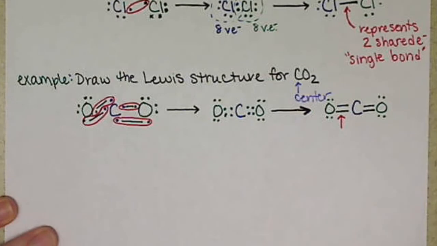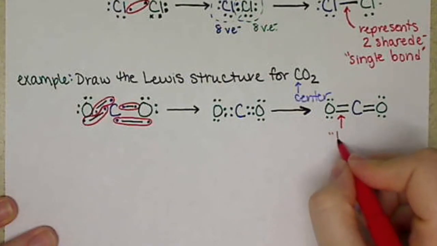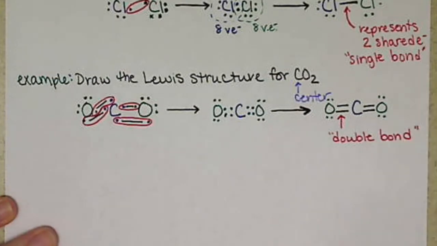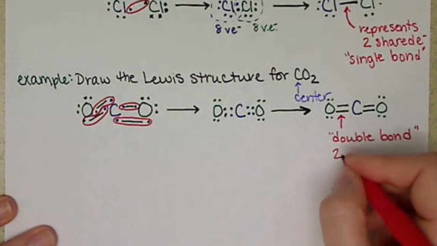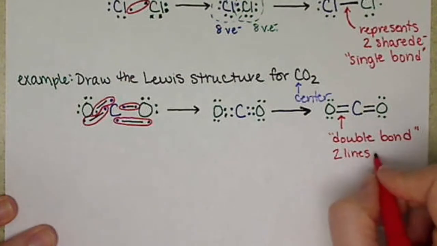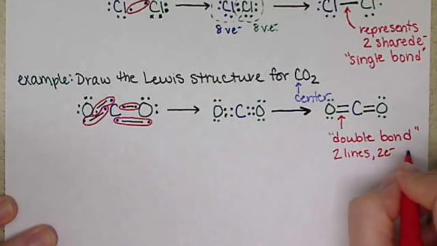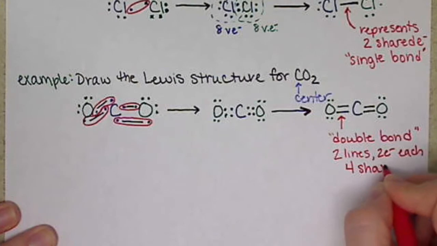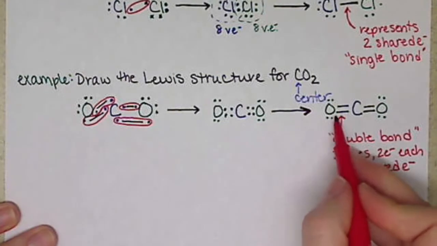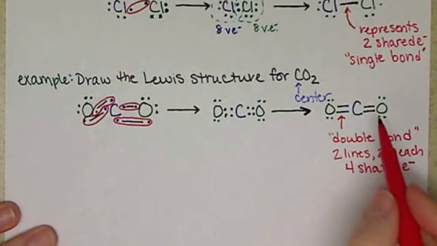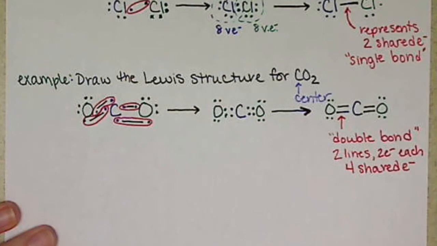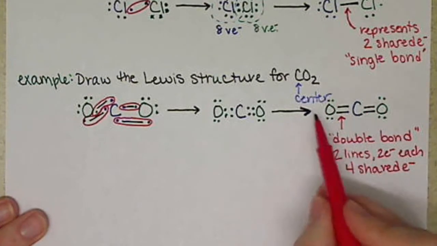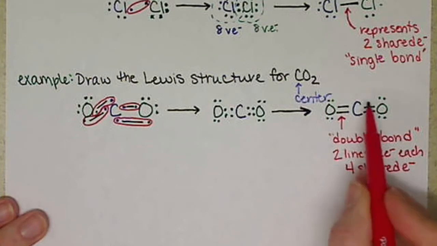So this here, this is called a double bond. And we have 2 lines which have 2 electrons each. So 4 shared electrons in that bond there. Okay. This is also a double bond, so there are 2 double bonds in this molecule. Okay, there's 1 double bond, there's 2 double bonds.